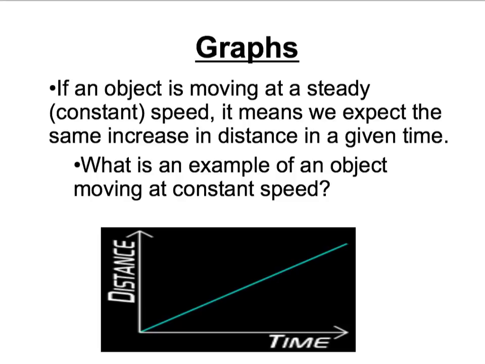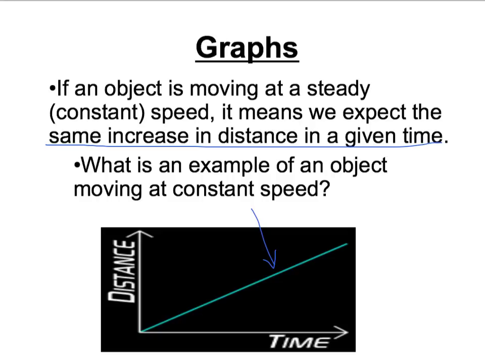You're dividing the distance by the time to get your number. If we look at graphs that portray the distance traveled and the time it takes to travel, it gives us a really good idea of how fast an object is moving. If it's moving at a constant speed, we can expect the same increase in distance in a given time. That means this line is going to be a constant slope. You're not going to see any dips or curves or anything.